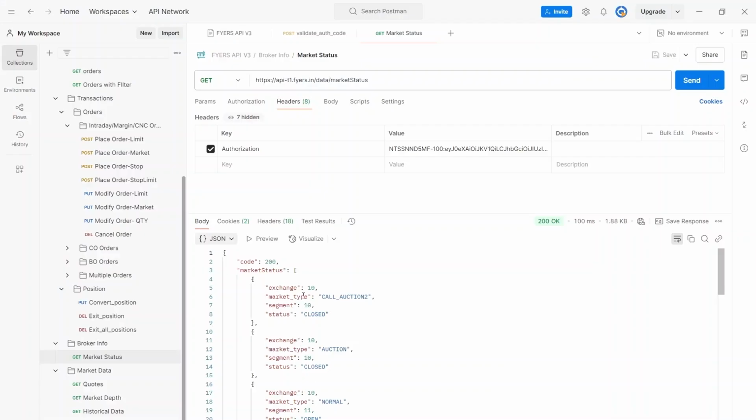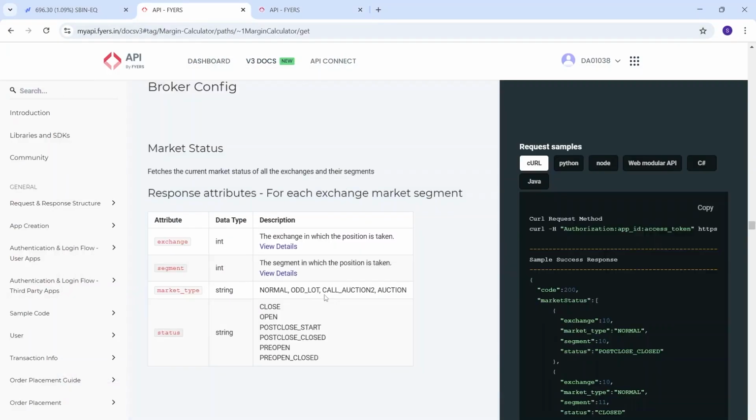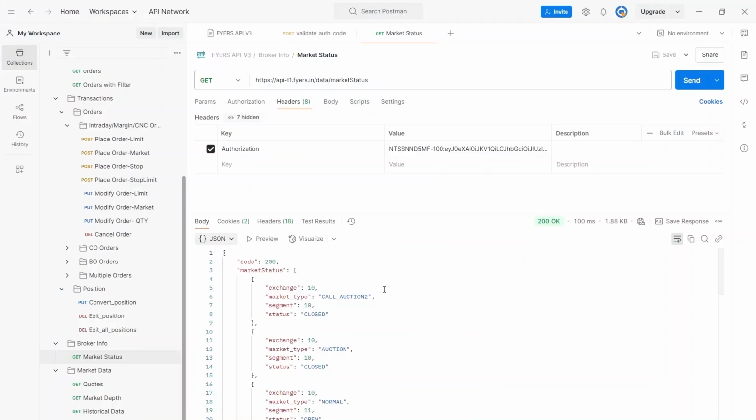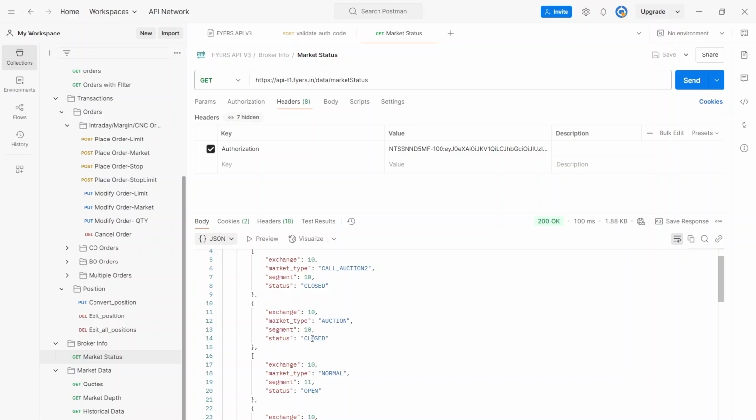Let's go here and you can see that if we talk about exchange 10, segment 10, it is saying call_auction2. So what does that mean? If you see here, the market type is either normal, odd lot, call auction2 or auction. As you know, especially in equity, there is something called an auction market. So this is currently auction 2, which is starting. The status is closed right now. Again, you can see in 10, 10, it's again closed. That means these two markets have been closed.